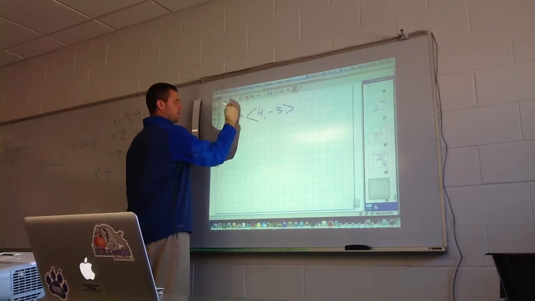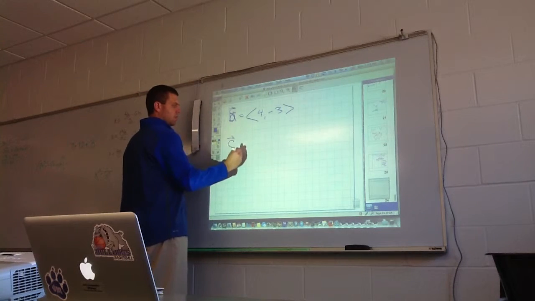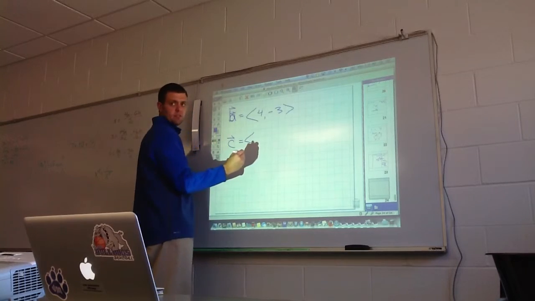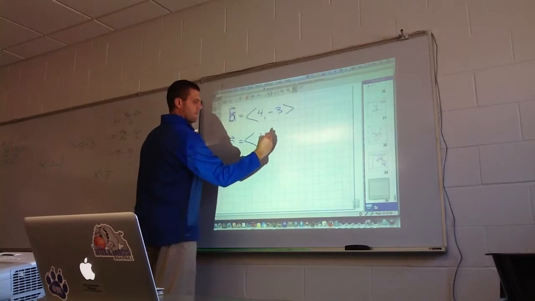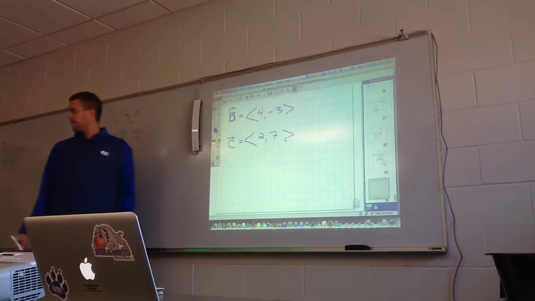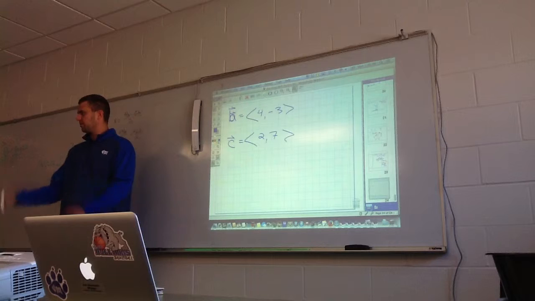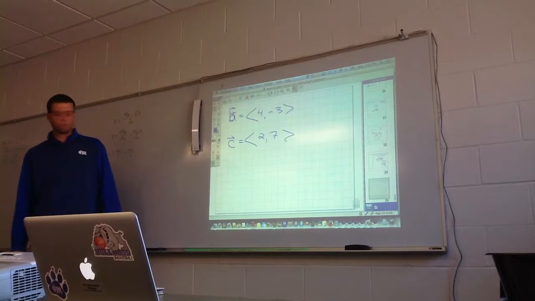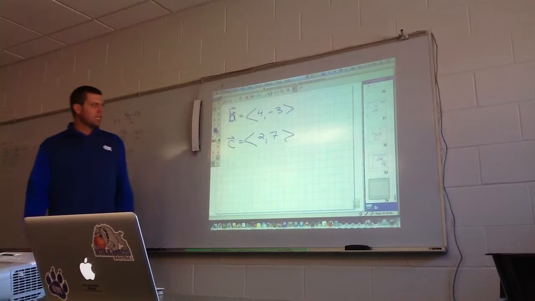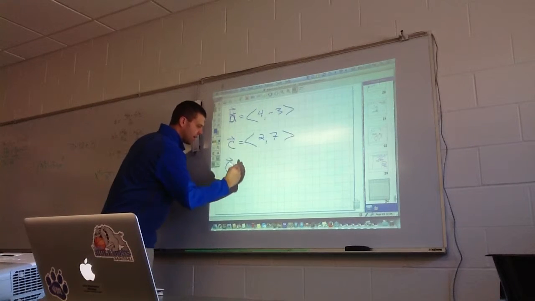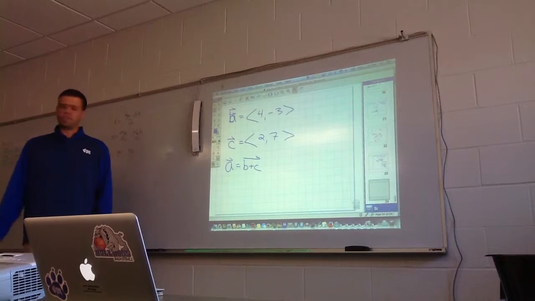So vector B was 4, -3. Vector C, 2, 7. In the problem, it shows my coordinates, because I can't do the pointed arrows when I'm typing in my Google Calendar notes. So vector B is 4, -3. Vector C is 2, 7. And we said vector A is the resultant of B plus C.